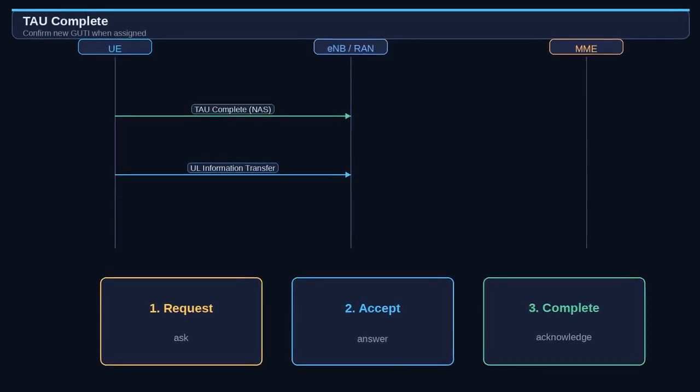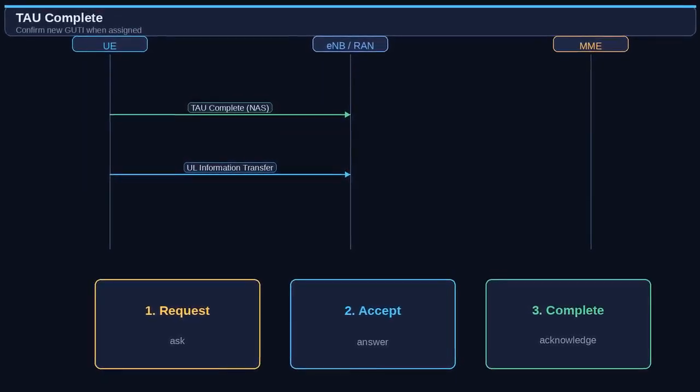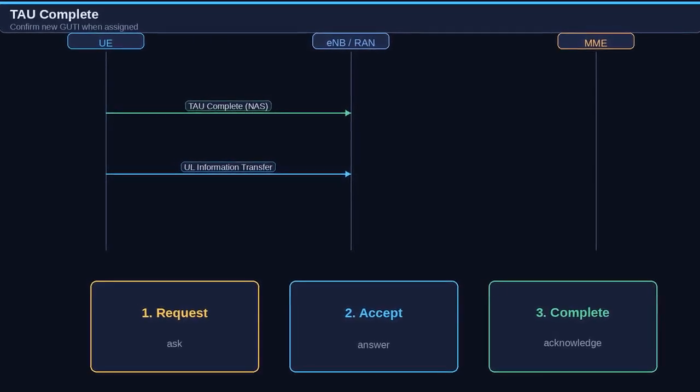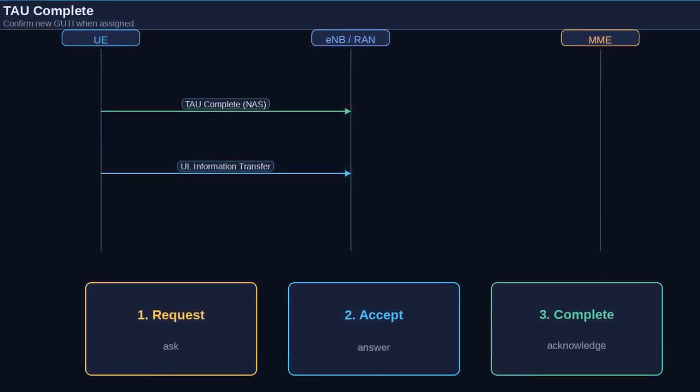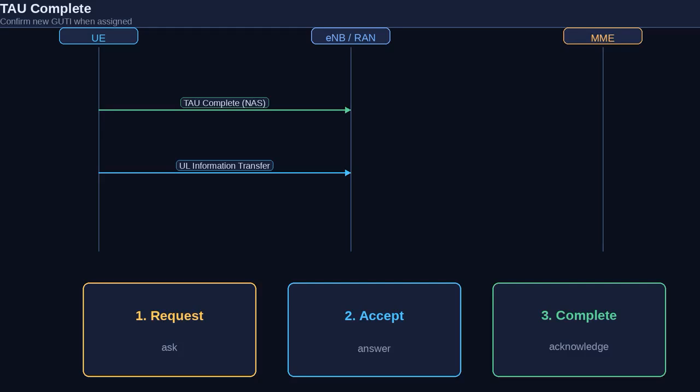If the network assigned a new GUTI, the UE must confirm that it took the new identity on board. That confirmation is TAU complete, sent upward, with UL information transfer on the diagram carrying the NAS completion. This closes the NAS conversation cleanly. Request, accept, complete. It is a disciplined three-part pattern. Ask, answer, acknowledge when the answer changed something important. Even when students only remember the phrase tracking area update, the chart insists on this full NAS exchange.